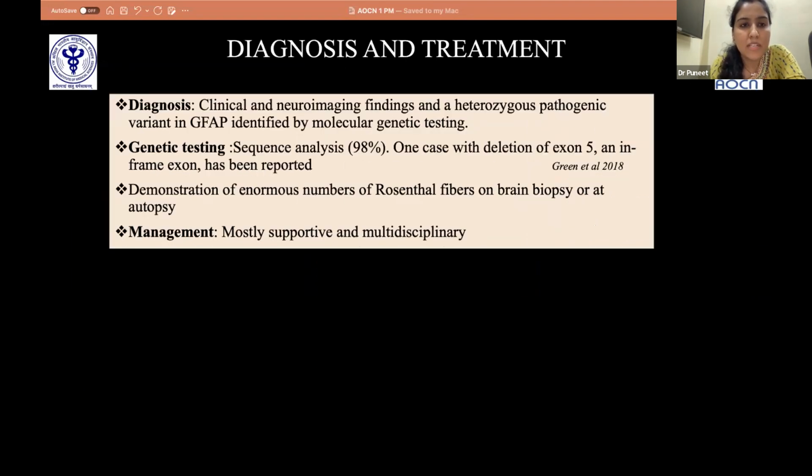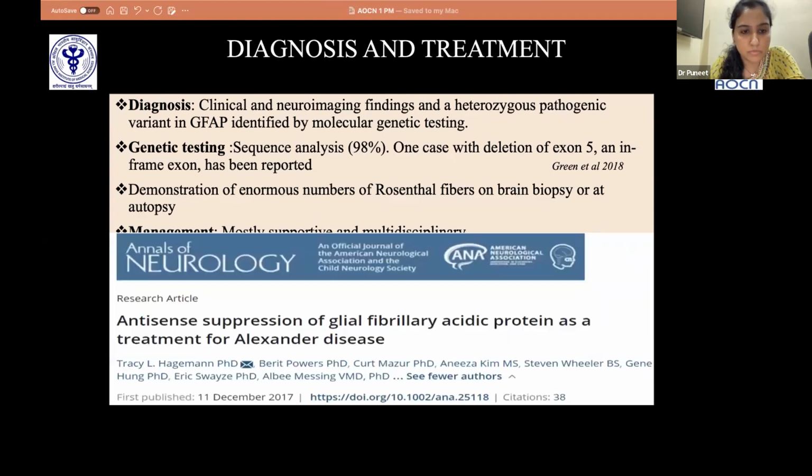So diagnosis is basically made by clinical presentation combined with the neuroimaging findings, and a heterozygous pathogenic variant found in the GFAP gene, which is identified by molecular genetic testing. Majority of the cases can be caught on sequence analysis, but there is one case report in which a deletion of exon 5 was reported. Earlier, before this era of genetic testing, the diagnosis was basically made upon the demonstration of Rosenthal fibers on brain biopsy or autopsy, and management is mostly supportive and multidisciplinary.